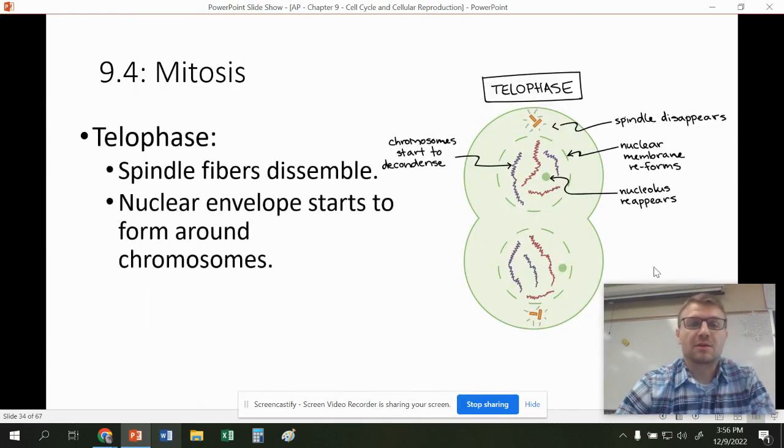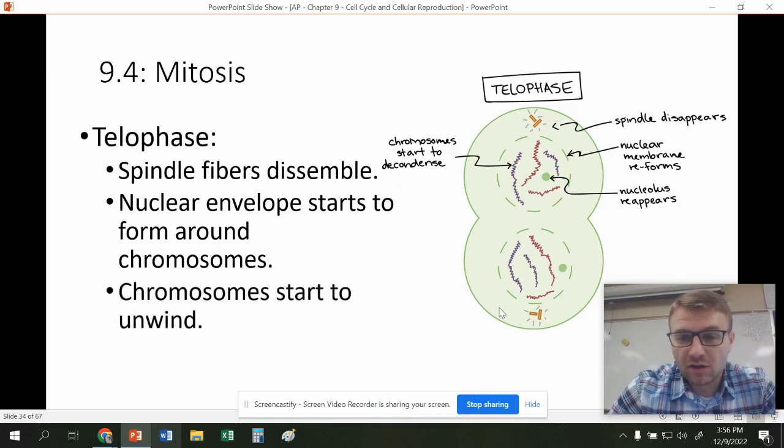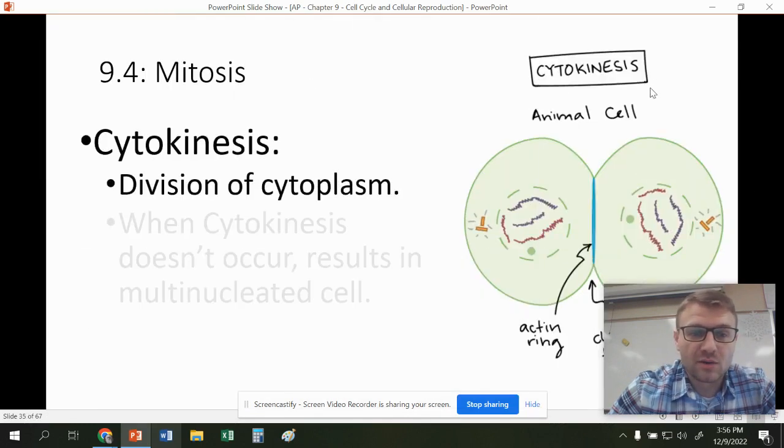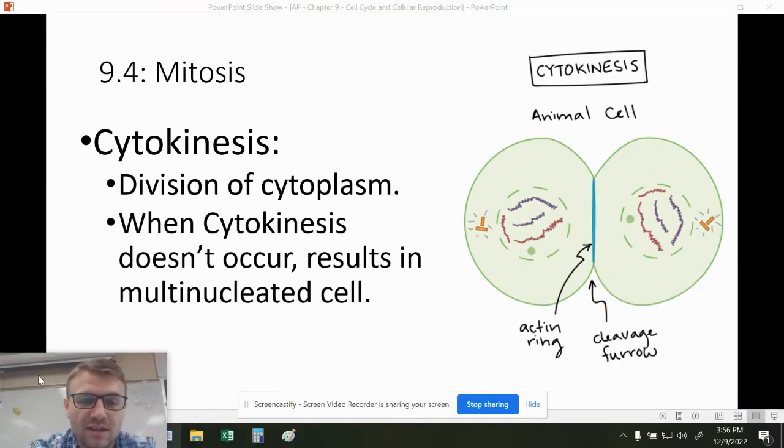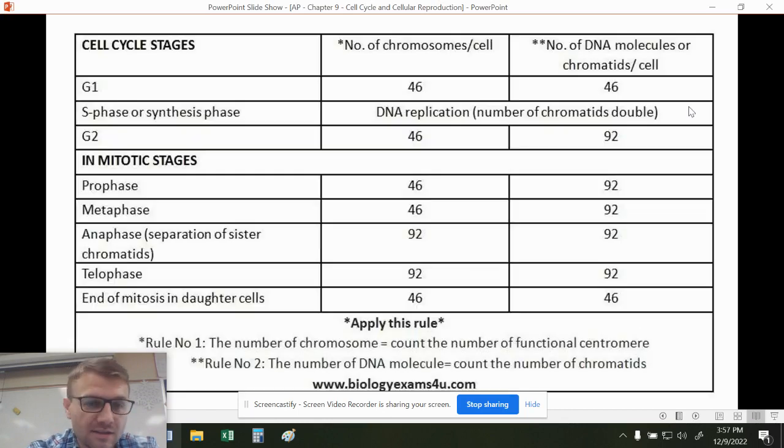Last, telophase, spindle fibers start to disassemble. Mitosis is coming to a completion here, and the nuclear envelopes in both of the new cells are going to start to form. Chromosomes start to unwind, and then during cytokinesis, this is the division of the cytoplasm. When cytokinesis doesn't occur, you get multinucleated cells. We'll talk about that later on and why we might see that. But yeah, cytokinesis is when the cytoplasm divides.